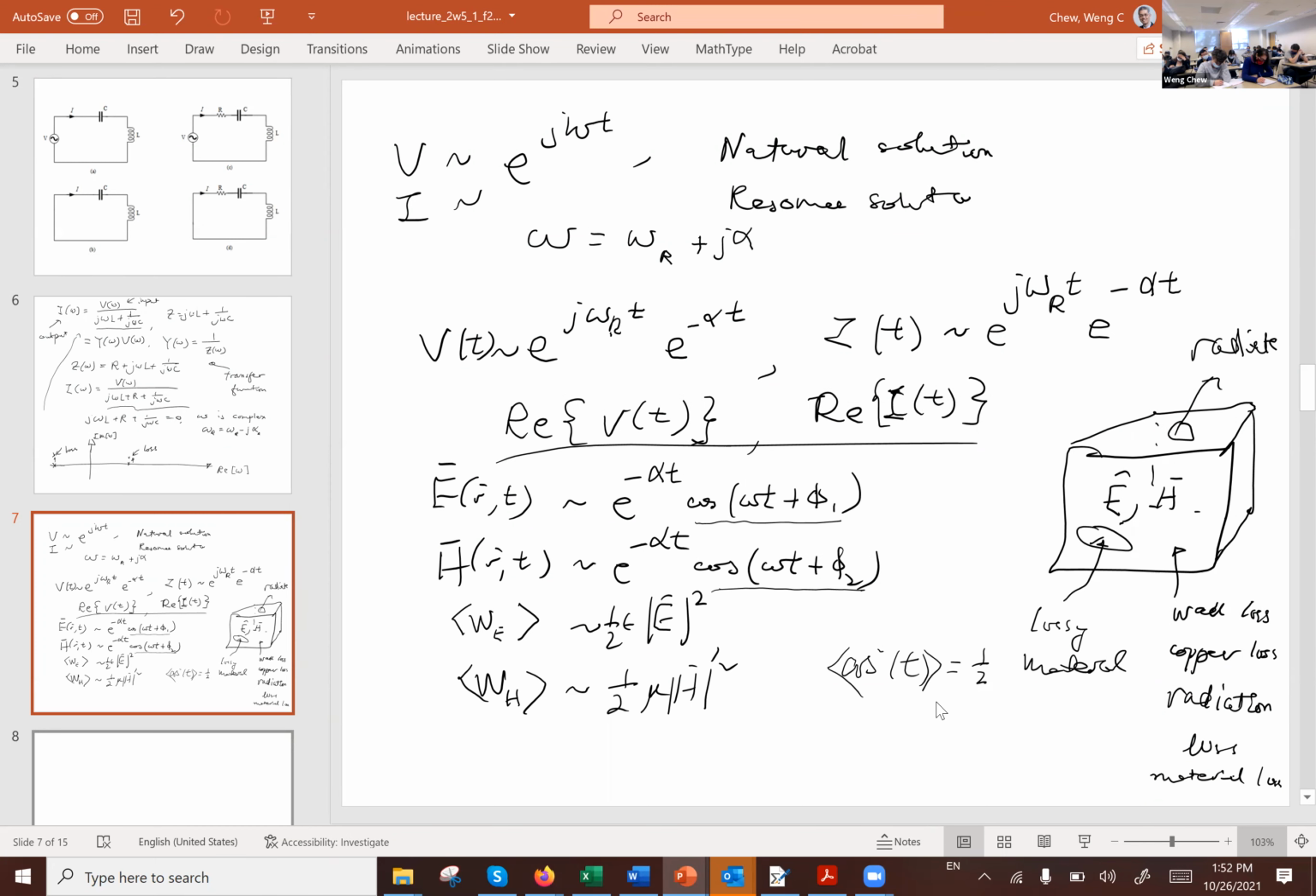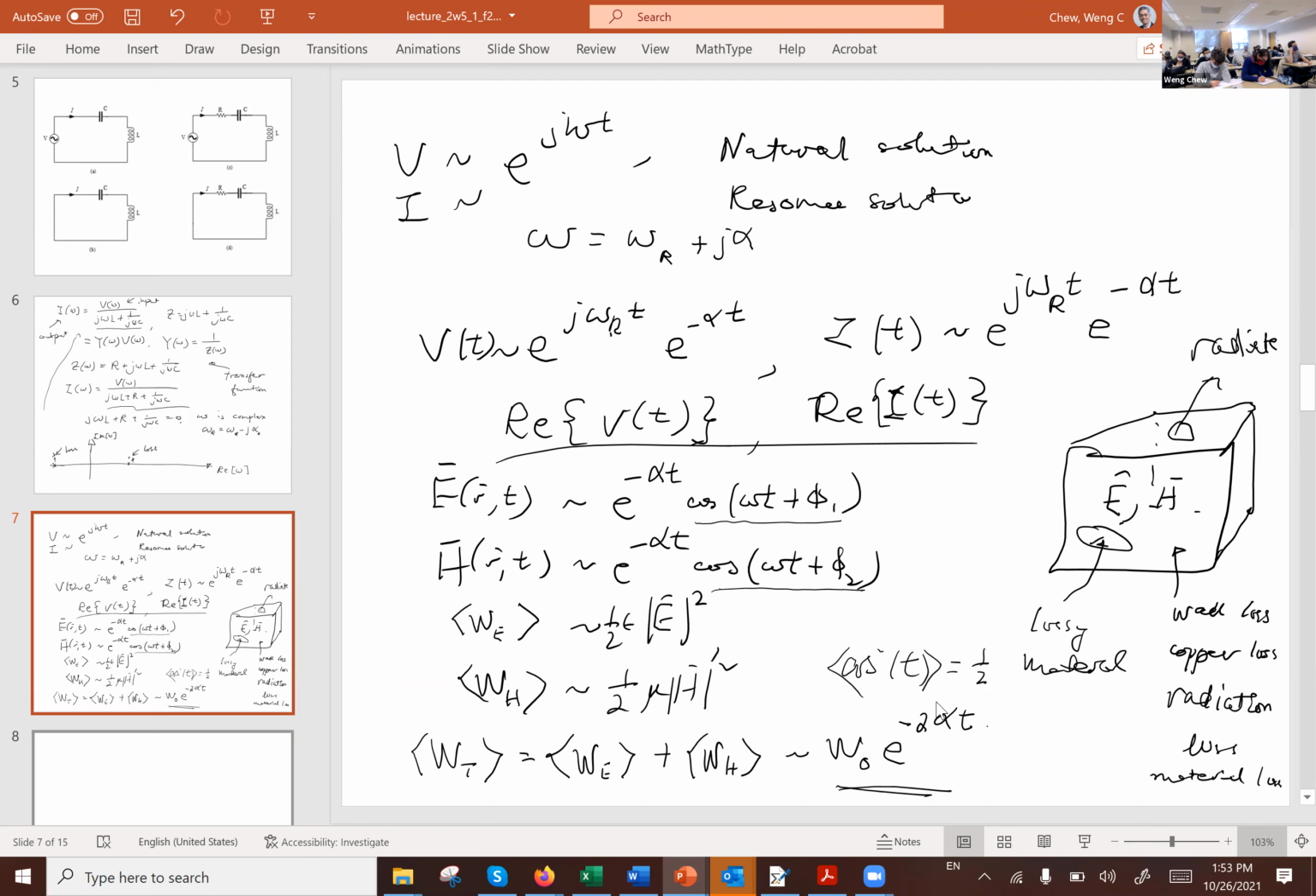So if I look at this more carefully, then the total energy, which is the time average of the electric field plus the magnetic field, would have to be something that is proportional to some constant e to the minus 2 alpha t, where alpha is this decay constant over here. So the total energy stored has to decay in this manner.